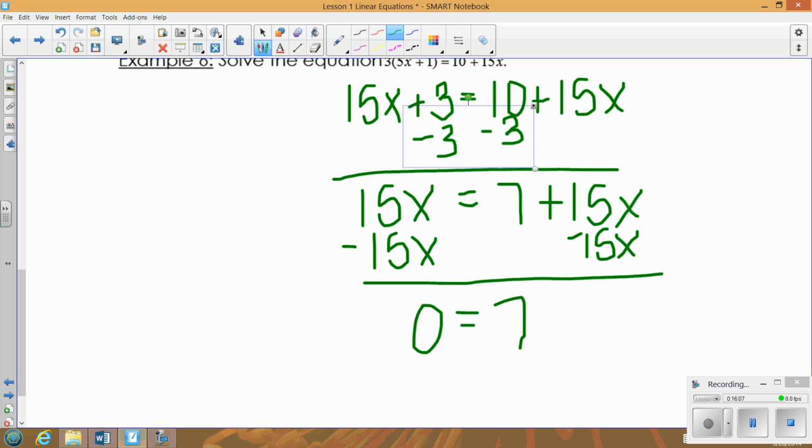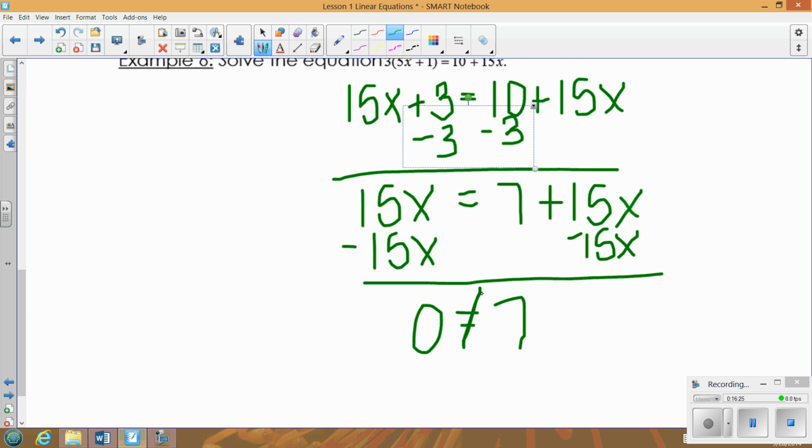So this is a situation that I wanted to make sure I showed you. What happens when you get something like this? You get something that's not true. So basically I got something that's not true, which tells me that there's no possible answer that I can plug in to this equation to make it a true statement.